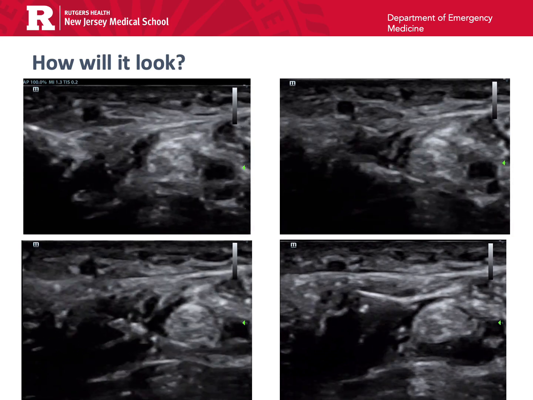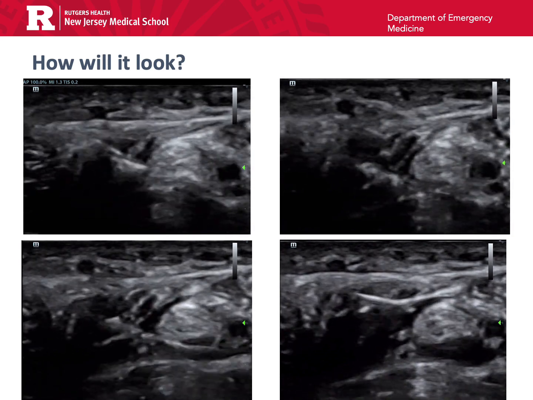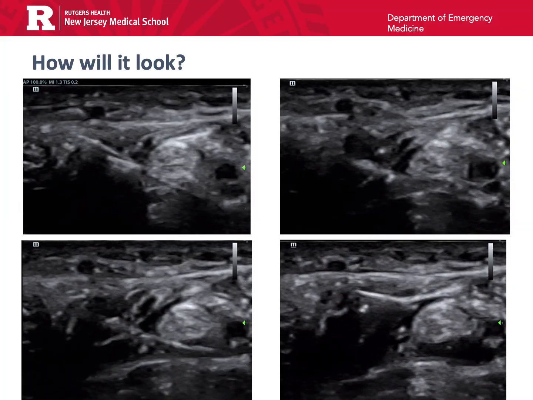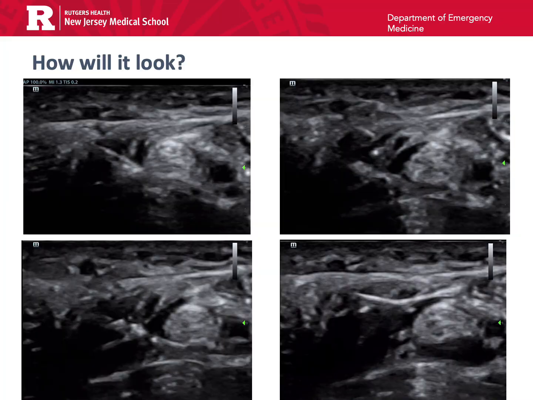As seen in the videos, visualize the hyperechoic needle below the posterior tibial nerve and watch as the anechoic fluid hydrodissects the plane below the nerve.